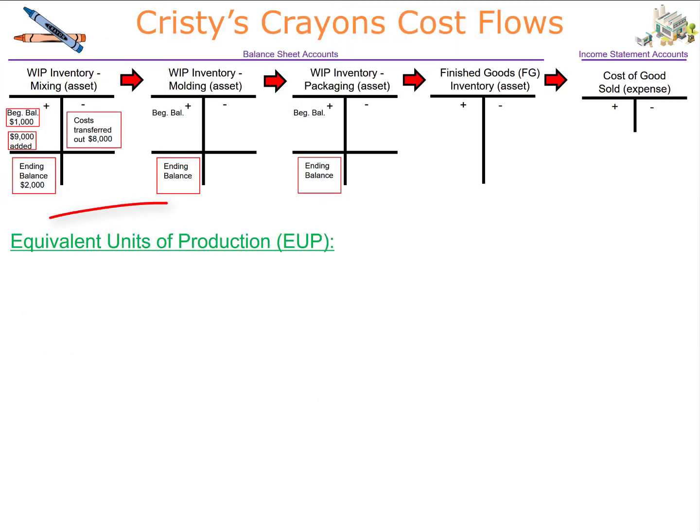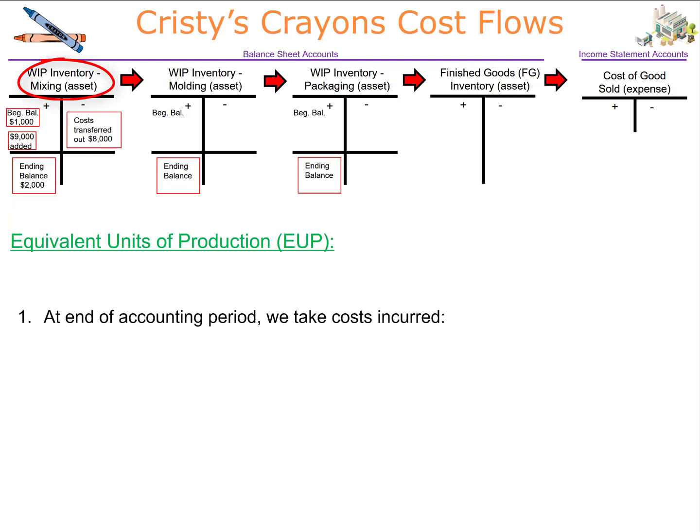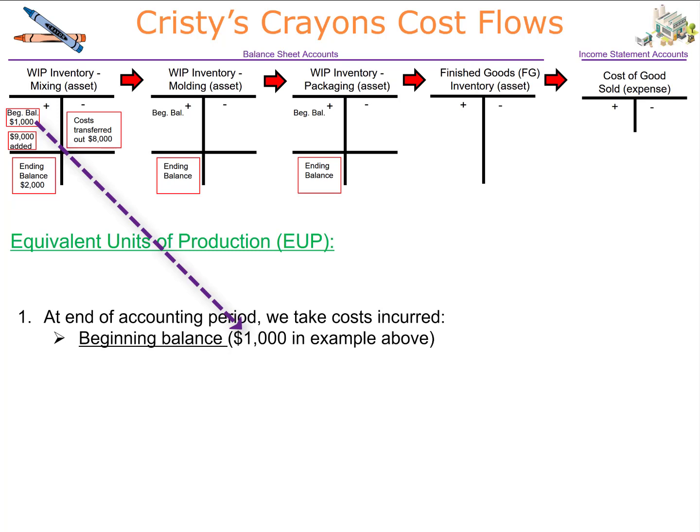The term equivalent units of production is often used in a process costing system, so we'll describe what they are and how they are calculated. So at the end of each accounting period, we will take the total production costs incurred in each process. Note, we'll use the mixing department's work-in-process inventory account for Christie's Crayons as an example. So the total production costs incurred includes the beginning balance of costs at the beginning of the period. Remember, this figure was the prior accounting period's ending balance and represents the cost of the partially completed crayons at the end of last period, which have become our beginning balance this period.